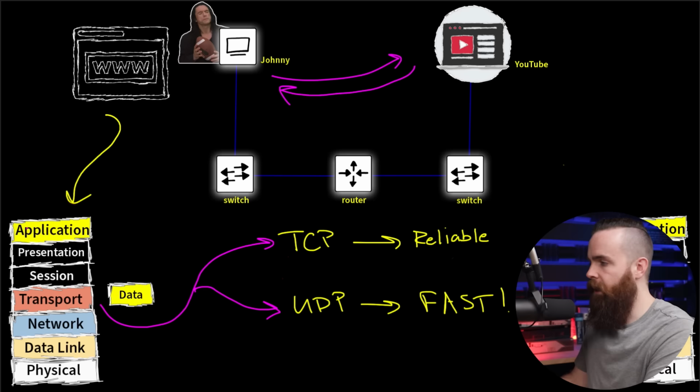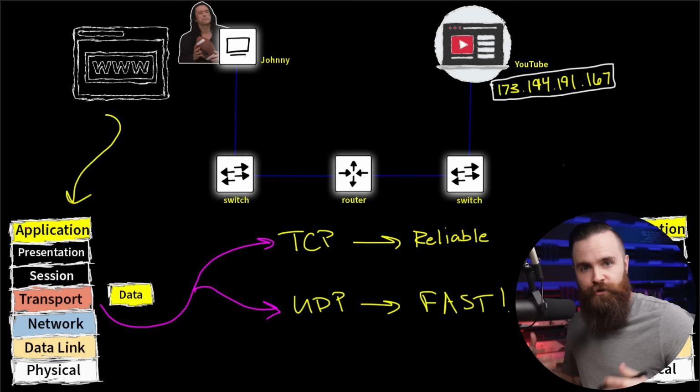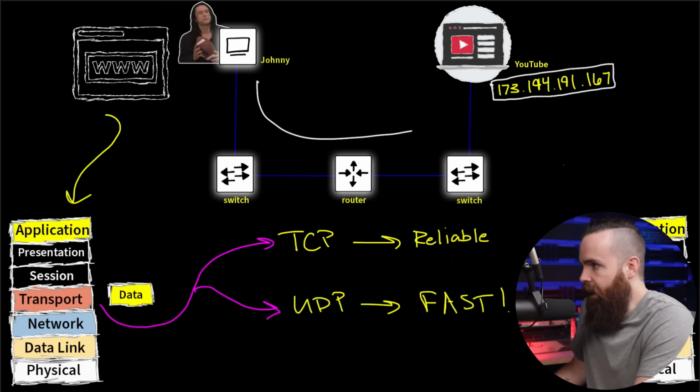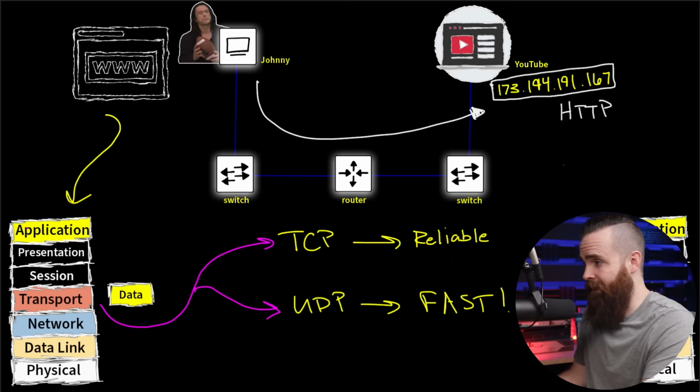Let me show you a problem we might have if we didn't have those numbers, which we call ports, but we'll cover what those are in a minute. When we want to watch a YouTube video, we have to access their server, which means we have to go over the internet and hit their IP address. This will be using the HTTP protocol. And in pretty much all cases now, the HTTPS for secure protocol.